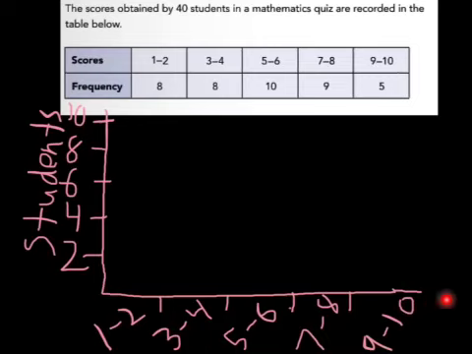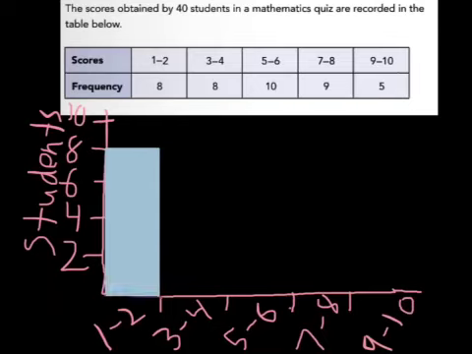So here are our scores down here. I put them in our intervals, right? 1 to 2, 3 to 4, 5 to 6, etc. And then here's the number of students. So we're going to map this out. So for the scores of 1 to 2, there was a frequency of 8. So we'll make a bar like that.